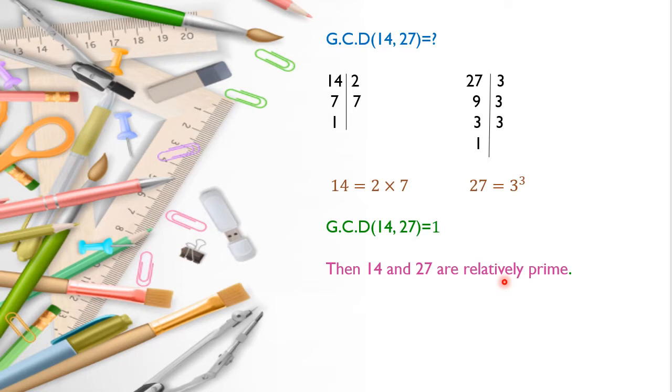Okay, so to prove any two numbers are relatively prime, we find their GCD and we prove that this GCD is equal to 1.